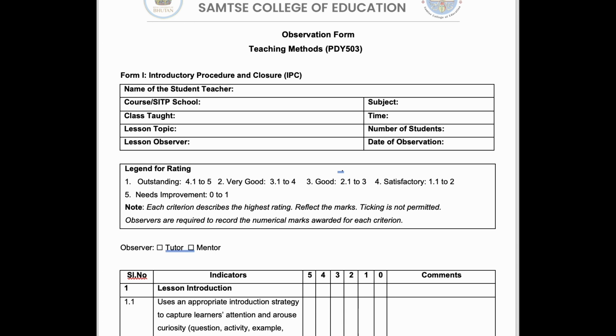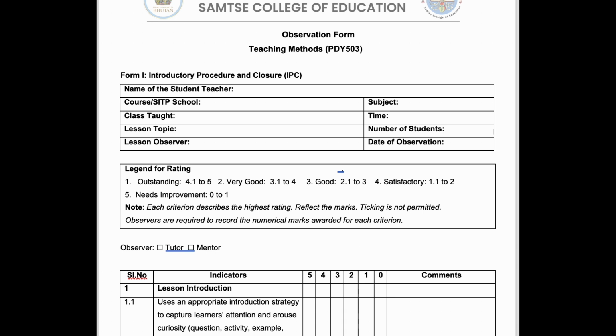In this session, I'll walk you through the lesson observation form on introductory, procedure and closure, IPC indicators that you'll use when mentoring student teachers during their practicum. While explaining the observation form and expectations for the mentors in each section, student teachers will simultaneously develop a clear understanding of the teaching practices and performance expected of them.